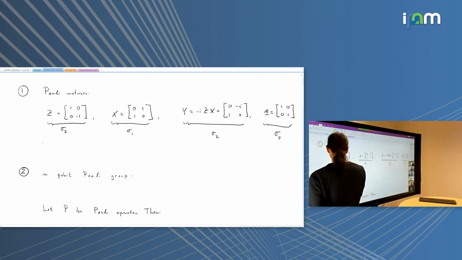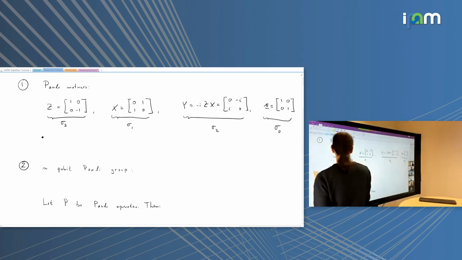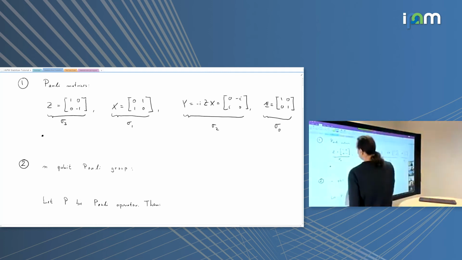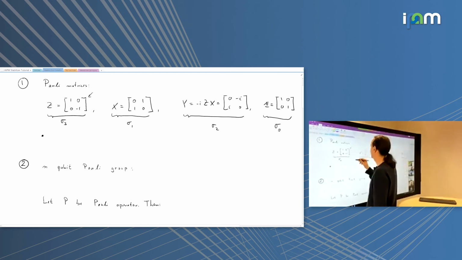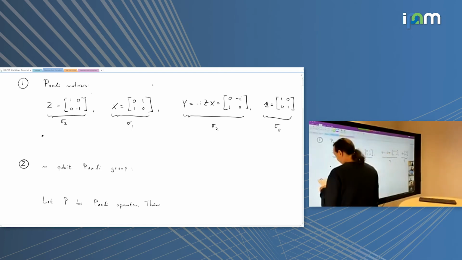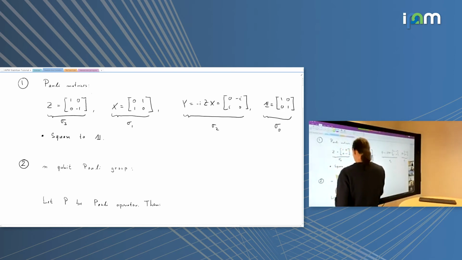Okay, some elementary properties. First of all, if I take the square of any of these matrices, I get the identity. It's obvious here. If I square that, I get the identity. If I square this, it's a flip. If I flip twice, I've done nothing. It's the identity. It's also true for Y, as you can check. So they square to identity. So that's going to be important.